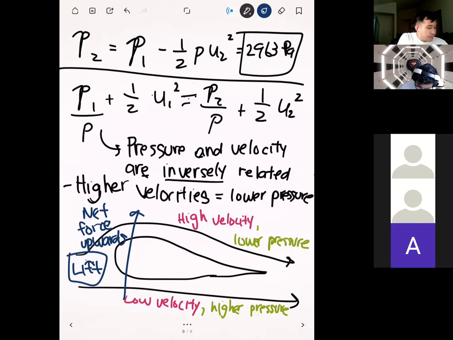Okay? And so basically the upshot from this is that higher velocities mean lower pressures, and lower velocities mean higher pressures, and you can manipulate the geometry and the flow in certain ways to get the behavior that you want, which in this case is lift for an airplane. Okay. All right, any questions on this?